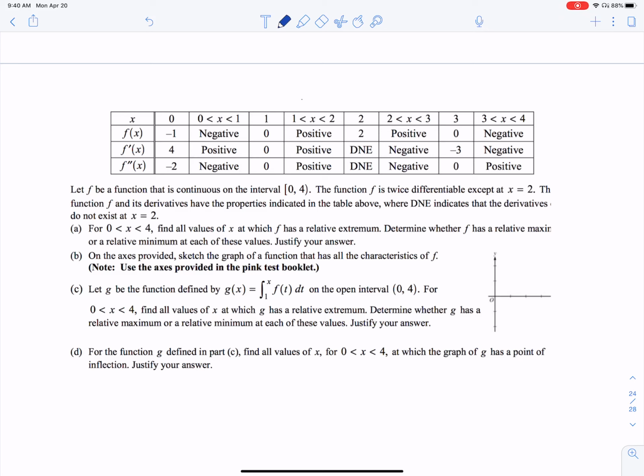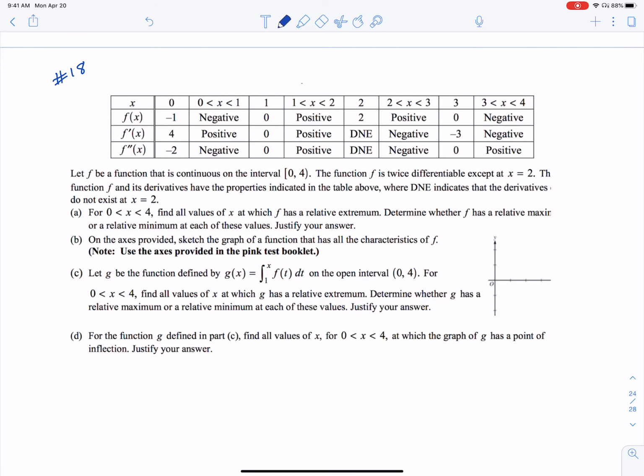Okay, today we are going to look at problem number 18 from the free response packet. Let's see what we got. So we have this table with a bunch of different information. It's a table of f. So all about f.